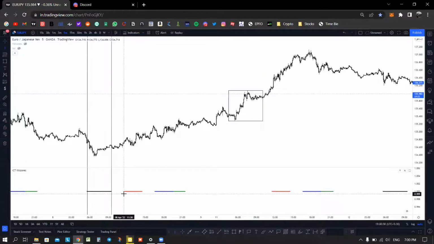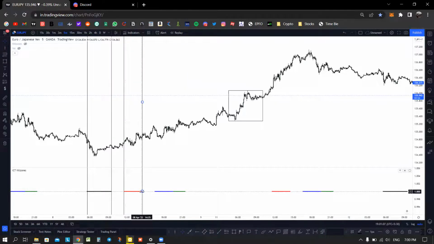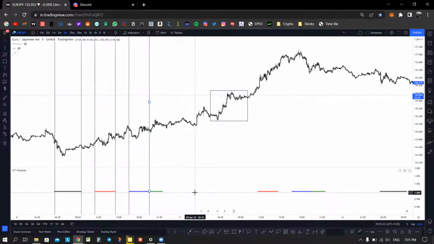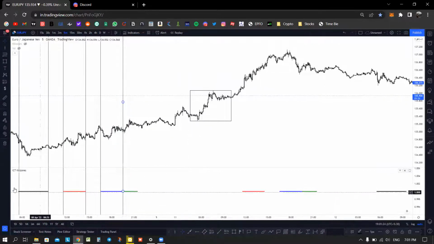London session opens here. Sorry, this is the London kill zone open, and this is London close. Am I right? Yeah. This is the New York kill zone. And this is the London close kill zone. How do you get this indicator?